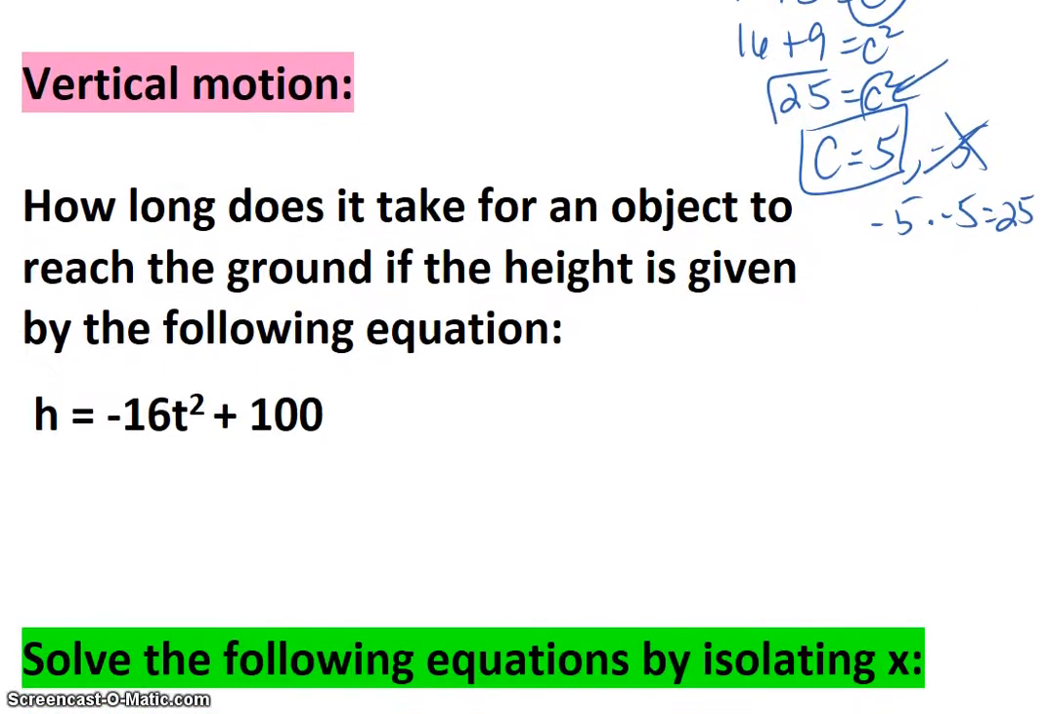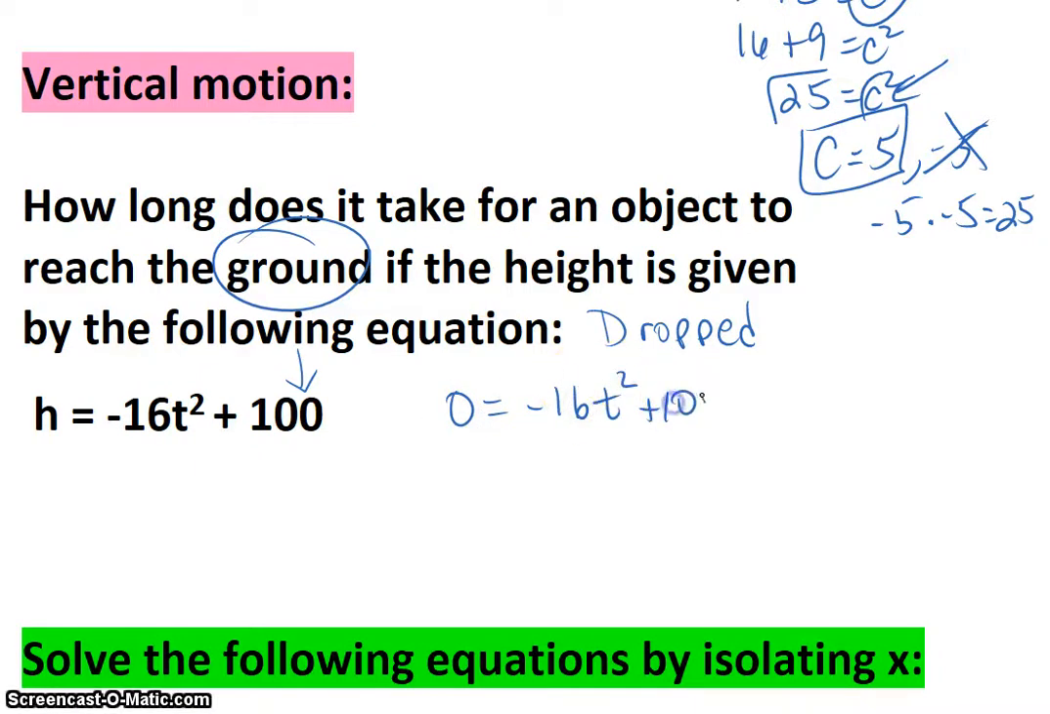Another place we can use it is with vertical motion. Before we used our calculators just to figure out what the answer was, but here's a way you can use isolation. You can only use it with the dropped situation, so there's no velocity. So here's a dropped object. You dropped it from a height of 100 feet, and the question is, when will it reach the ground? And so again, the ground has height 0. We have negative 16 t squared plus 100. And we're going to go ahead and isolate.